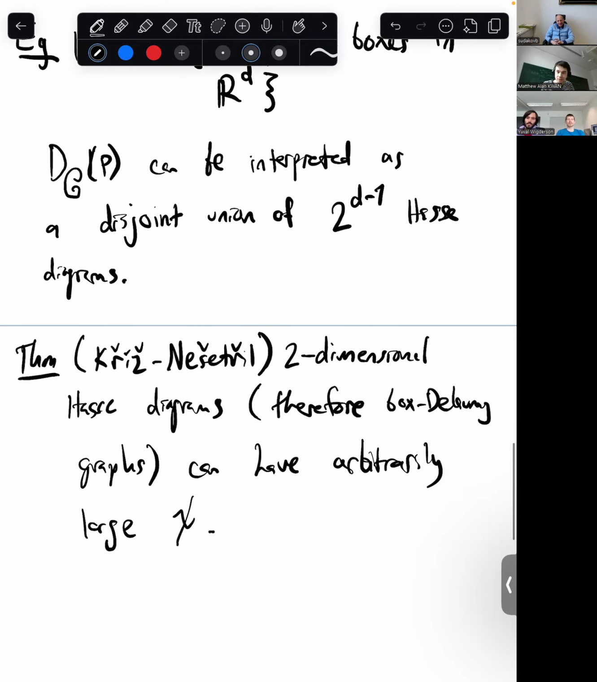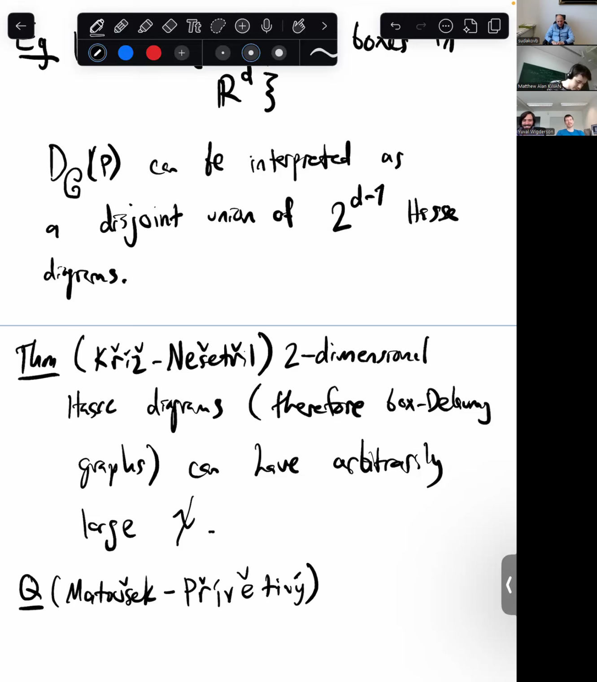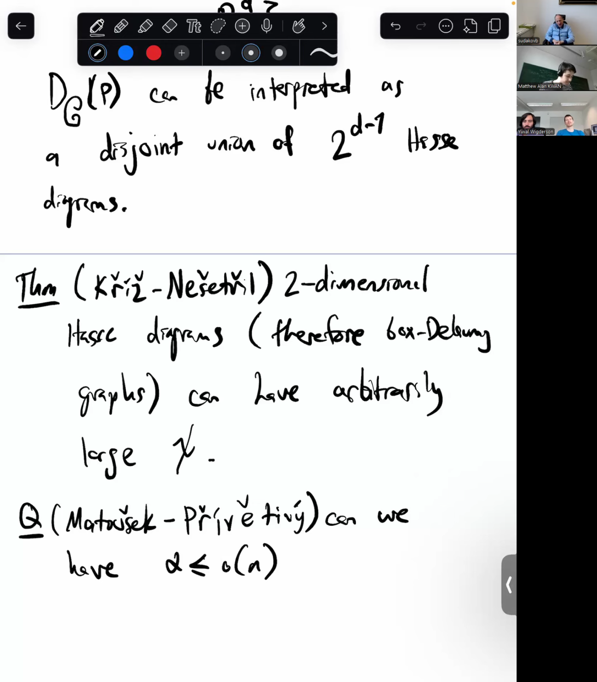Anyway, so the chromatic number is not bounded, but you can still ask more questions, just like we saw in the unbounded dimensional case. For example, it was asked by Matuszek and Privativi, can we have the independence number being sublinear? It's a little open. So the Krzyzewski construction is not like that. It does have the independence number linear. You can ask whether you can do this.